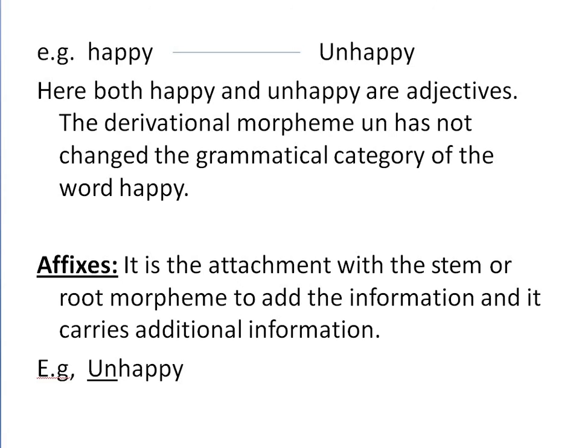Take another example, the word happy to unhappy. Here both happy and unhappy are adjectives. Happy is an adjective, unhappy is also an adjective. The meaning has changed, but the class is the same. The derivational bound morpheme un has not changed the grammatical category of the word happy.